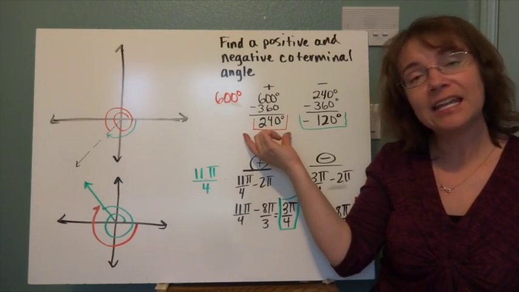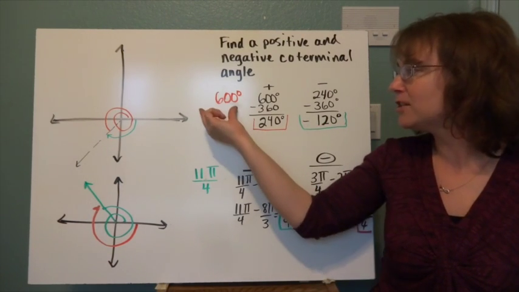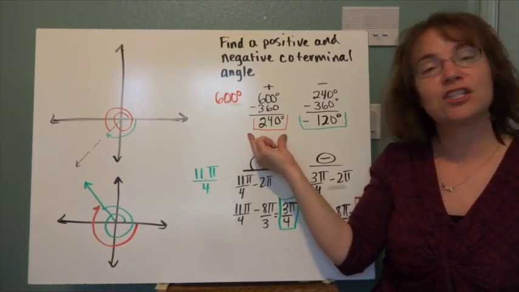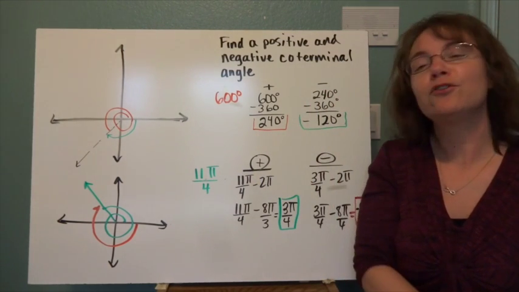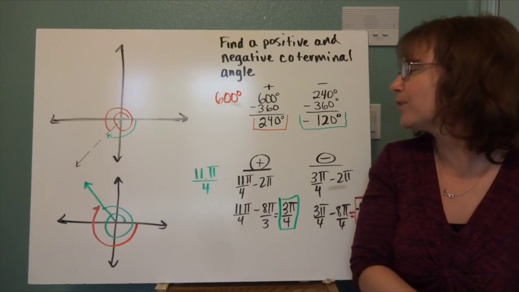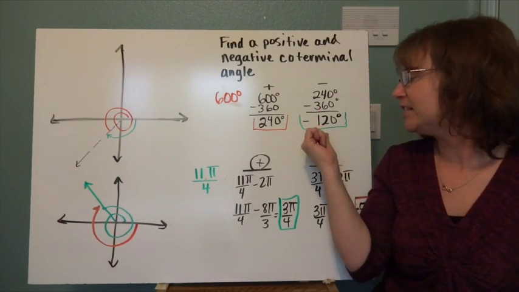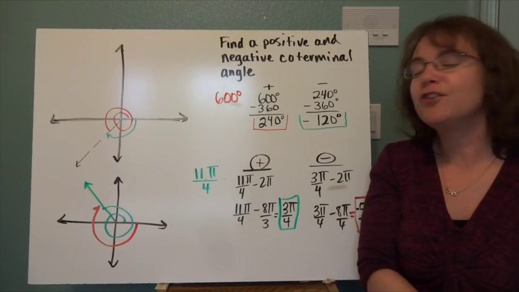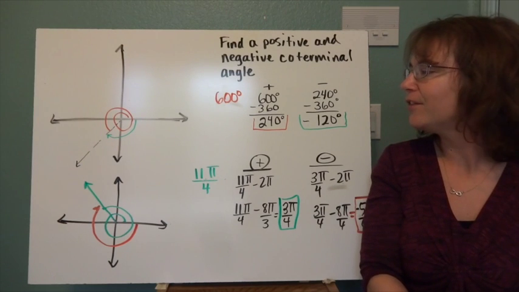Now if we want a negative coterminal angle, we can use this as well because it's coterminal with this. So we can just find another angle that's coterminal with 240 degrees. So I can take 240 degrees and subtract the distance around that whole circle, which is 360 degrees, and I end up with negative 120 degrees. And so that's a negative coterminal angle.